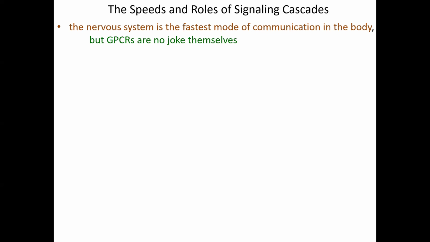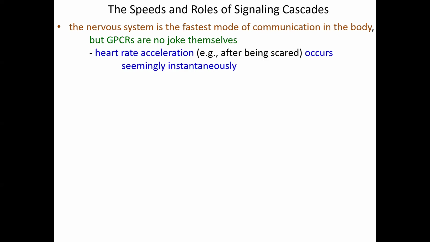Now, these signaling cascades are ridiculously fast. The nervous system is always going to be the fastest mode of communication in the body because it's built on electrical impulses. Nothing moves faster than ions. But the G protein coupled receptors, the speed of them is no joke at all.